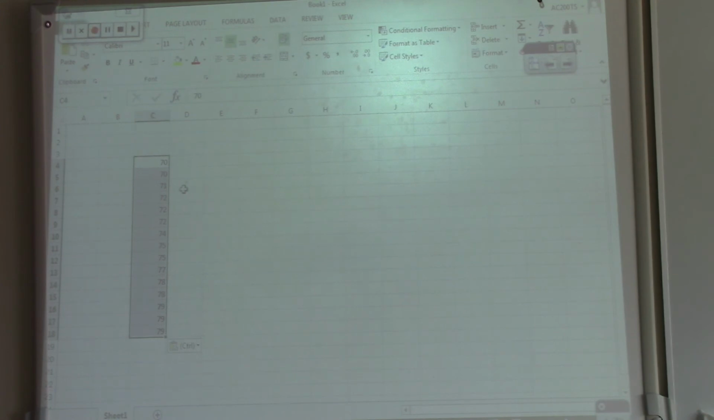All right, so they're already in order. So how many do we got? 15. So that means 7 up and 7 down. So 7 up, 1, 2, 3, 4, 5, 6, 7. So 75 is our median. So I'll just put median right here. It's equal to that number.